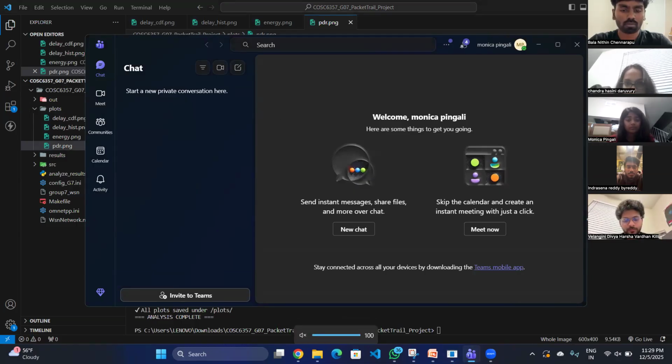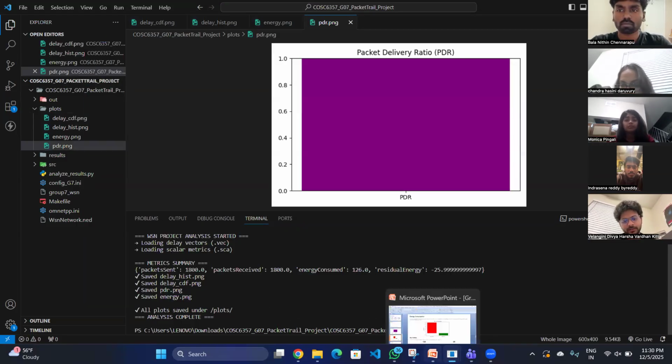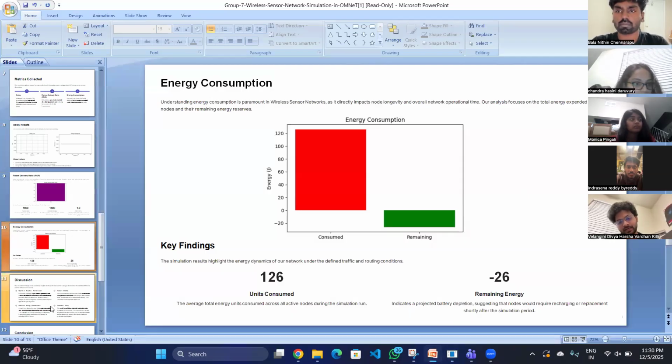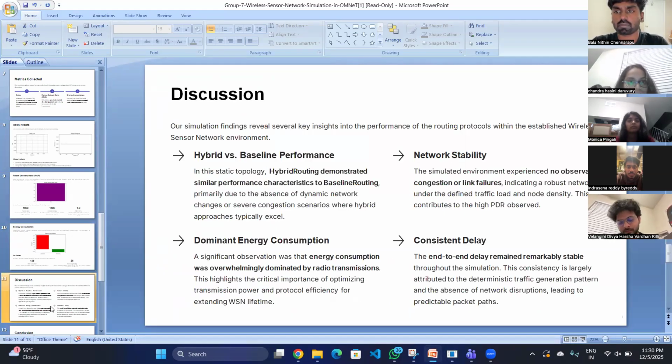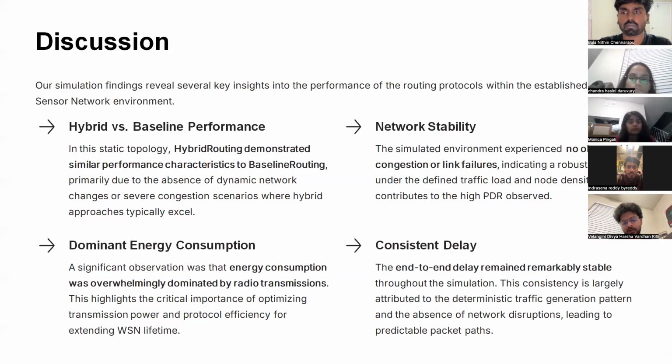Hello, Professor. In this slide, I'll be discussing the main insights gained from the wireless sensor network simulation. To begin with, when comparing the hybrid routing approach and the baseline routing approach, we found that their performance was quite similar in this particular setup. This is mainly because our network topology was static and there were no significant changes such as node mobility or heavy congestion, where a hybrid protocol would normally show clear advantages.